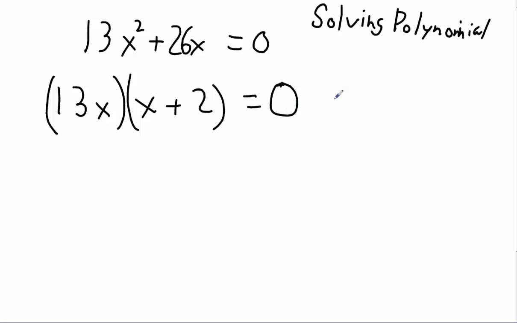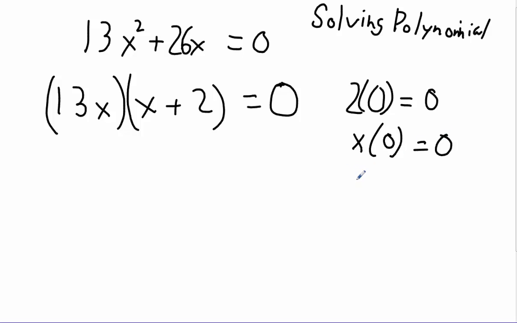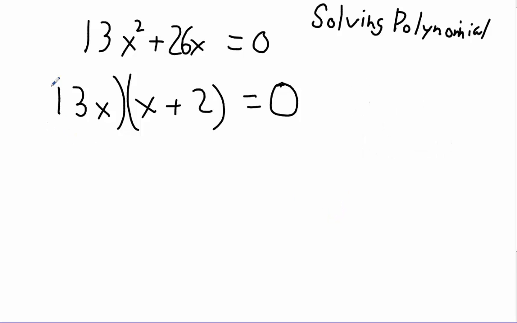Okay? If we remember, 2 times 0 is 0. x times 0 is 0. Anything times 0 is 0. Just hold that thought for a second. So, if we have two quantities, 13x and x plus 2, being multiplied together and they equal 0, that must mean that at least one of these is 0. Since we don't know what x is, we don't know which one's 0. So we need to find out when both of those times will happen.